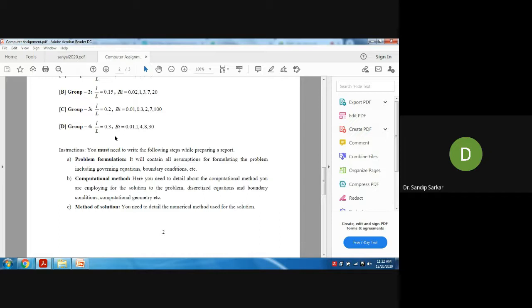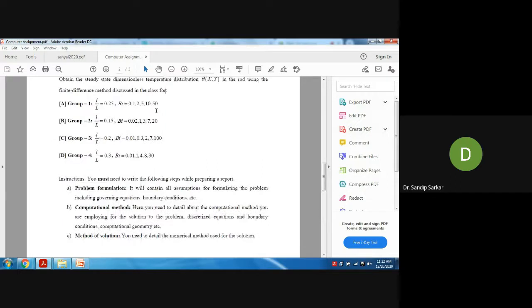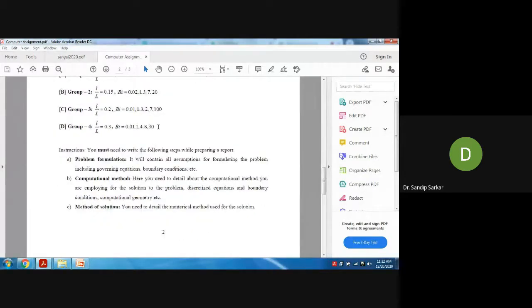Once you write your own code and perform the numerical simulations, individually you have to see, I have distributed the groups. Group number 1 has to perform the simulations based on the geometrical parameters and the Biot number values. Similarly group number 2, group number 3 and group number 4. These are the 4 groups and these are the parameters that I have mentioned for the individual groups.